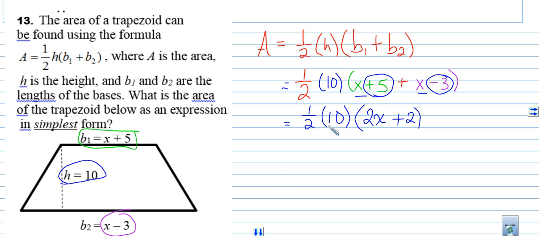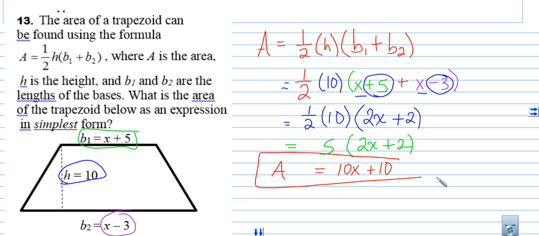Now you take half of 10. What's half of 10? 5. And so then you have 5 times 2x plus 2. 5 times 2 is 10, bring down your x. 5 times positive 2 is positive 10. And that's your area. It can be simplified no more. Make sure you simplify it all the way down, because it says very specifically in italics and underline that you need it in simplest form, and this would be the simplest because there's no parentheses, no like terms, and no negative exponents.